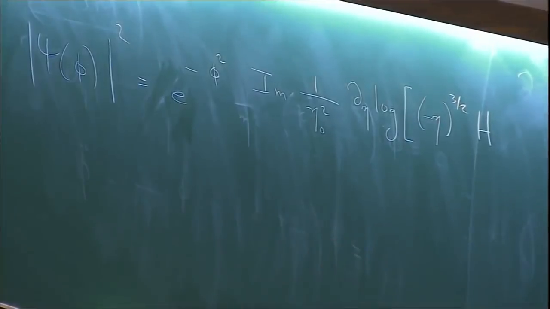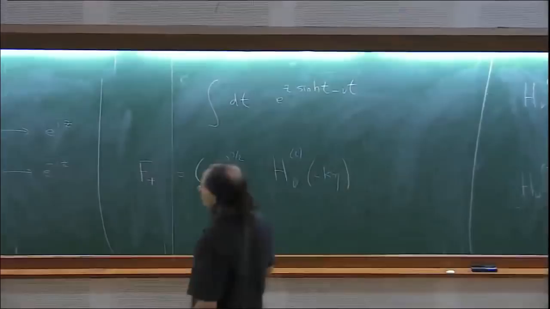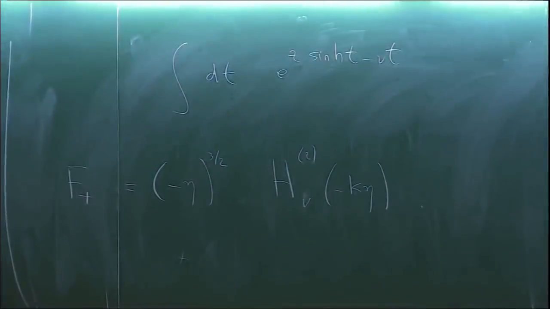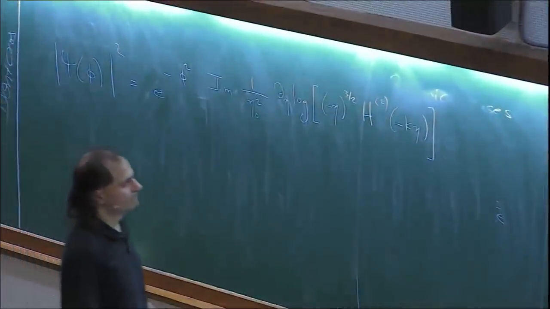Sorry. So, which one of these things do we want? We want Hankel 2, okay? Because of this, we want Hankel 2. So in other words, our solution, our F plus, is negative eta to the 3/2 Hankel 2 nu of minus k eta. And therefore, I have this d eta log, an imaginary part. The imaginary part's there. Hankel 2 of negative k eta.